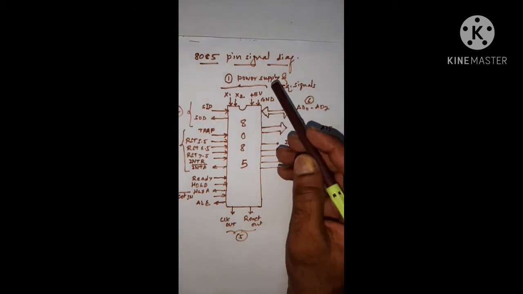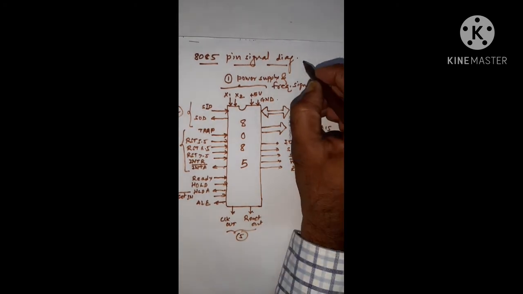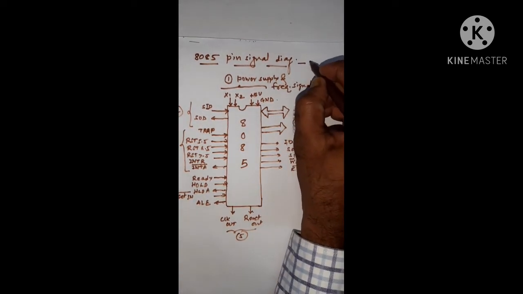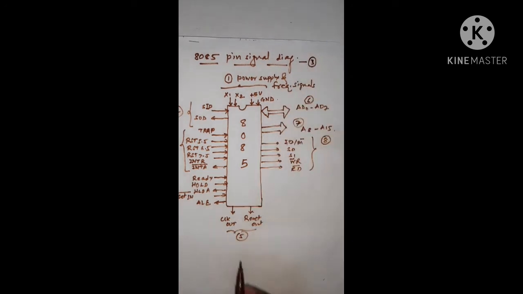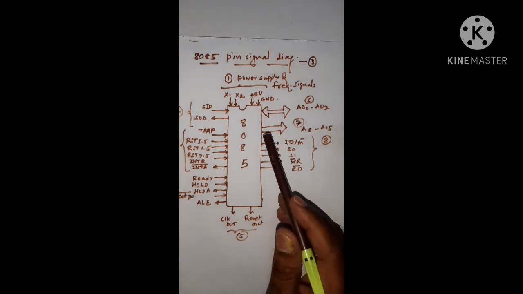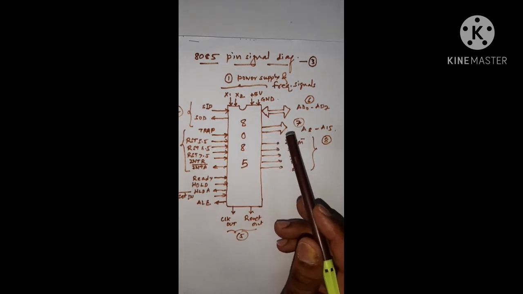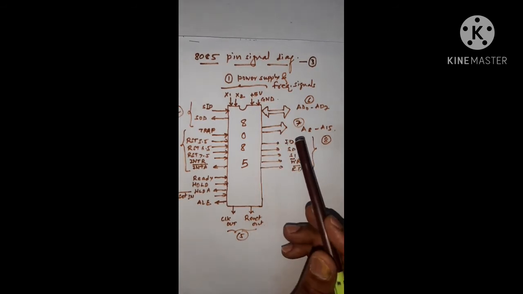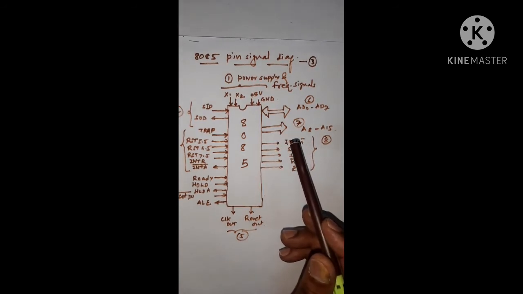Dear students, to draw the pin signal diagram, they make the question for 3 marks. Or one more question on pin signals is to explain the function of any 3 pins out of 40 pins. Any 3 pins can be asked to write about their functions. We have to write to get these 3 marks.